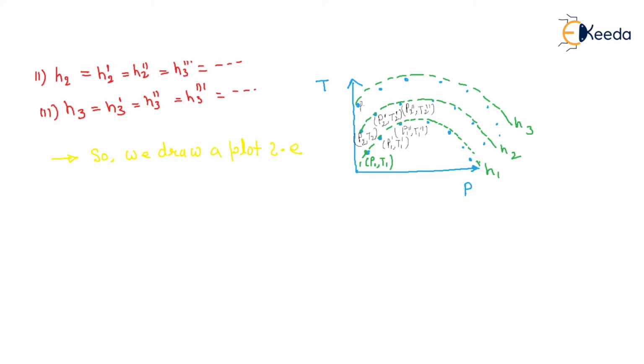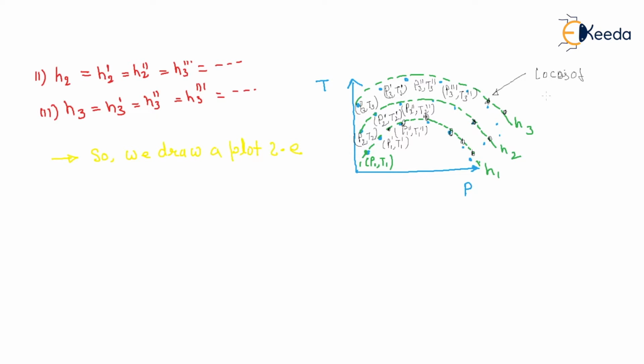Again, inlet condition P3 T3, corresponding to that exit P3 dash T3 dash, P3 double dash T3 double dash, P3 triple dash T3 triple dash, and all the enthalpies corresponding to these are the same. So this is isenthalpic. This is a different locus, your locus of constant enthalpy line.